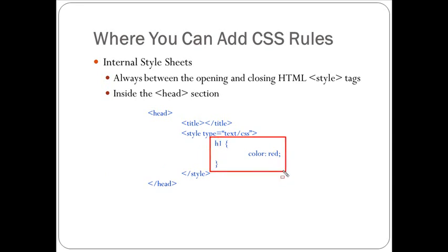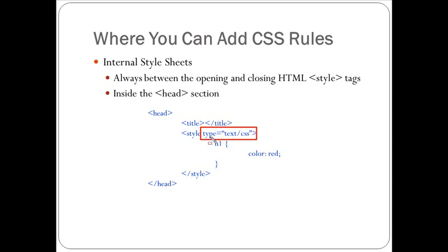In this case, all the H1s now, not just one that might have an inline style, but all the H1s will have a color of red. The other thing of note here is that it has an attribute that's called type. In this case, for CSS, it's always text/CSS. Now, all browsers will recognize this style and know that the default value of type is text/CSS.